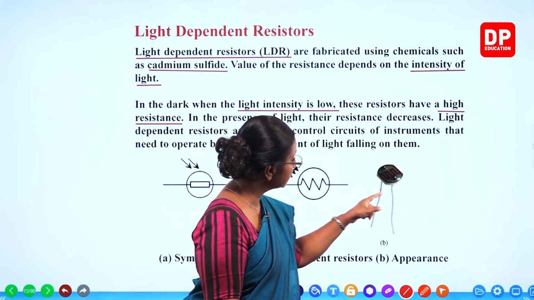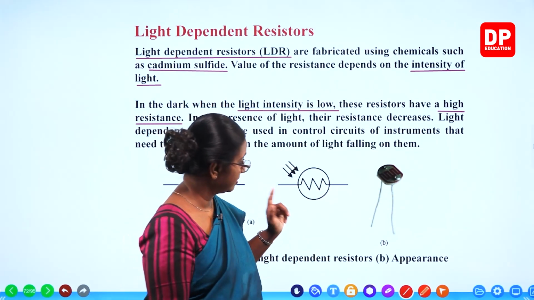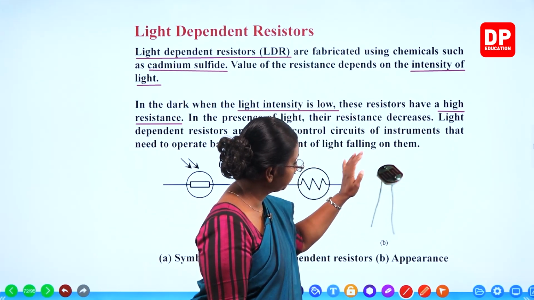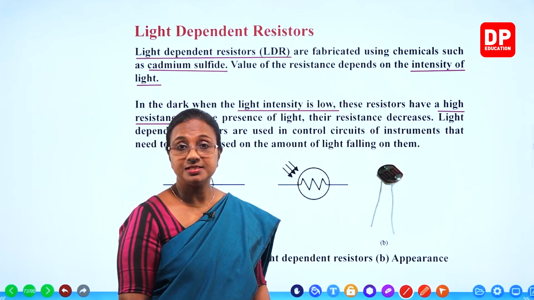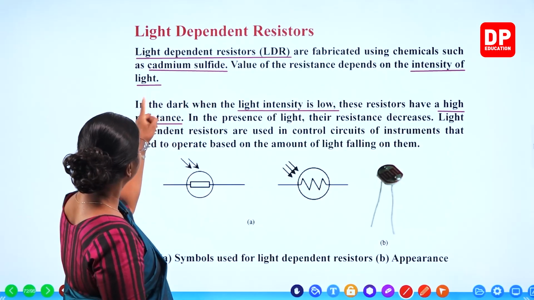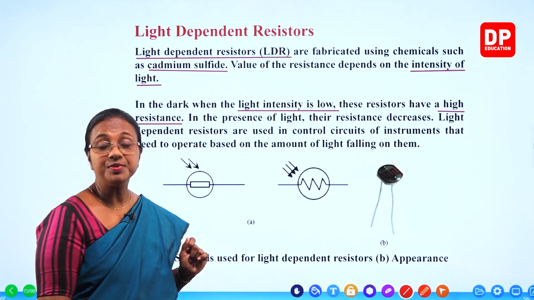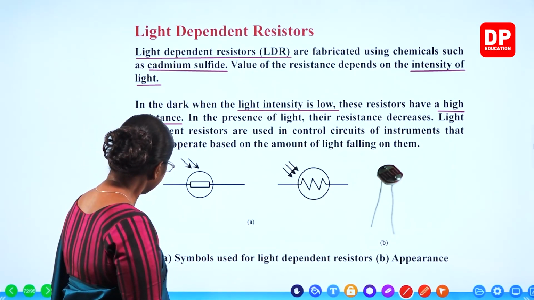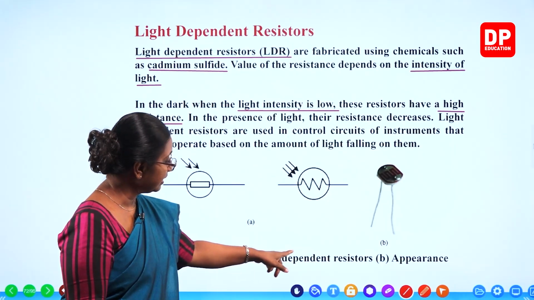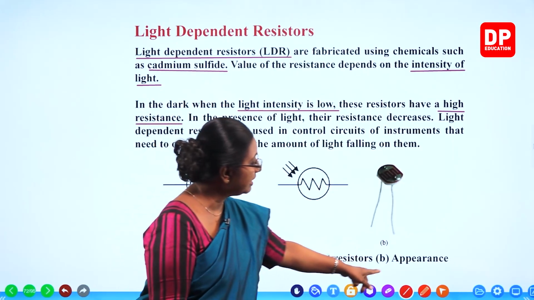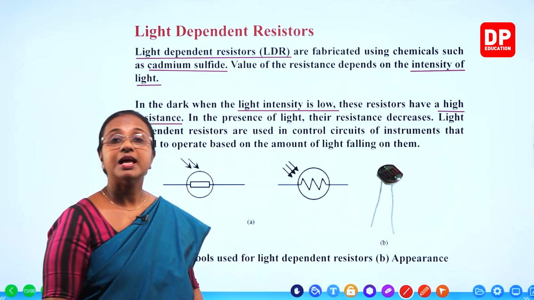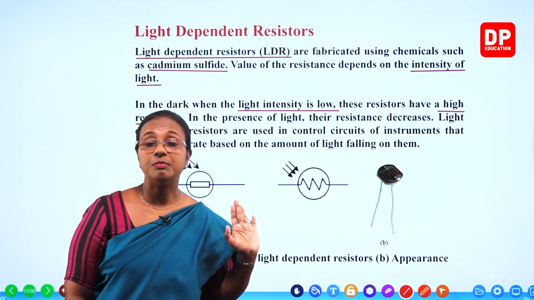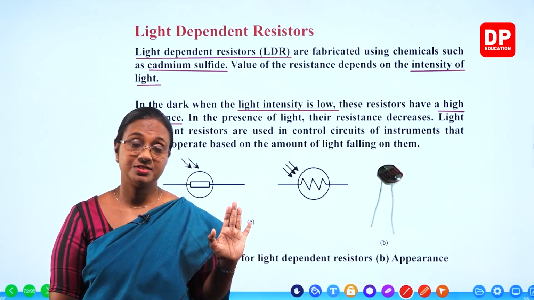And here, this is the real light-dependent resistor. Here you can see the two terminals and the surface. That is where the resistance changes. And that is made up of cadmium sulfide. Is that clear to you all? A, symbols used for light-dependent resistors, and B, the appearance of a light-dependent resistor. So this is what you need to know about light-dependent resistors.